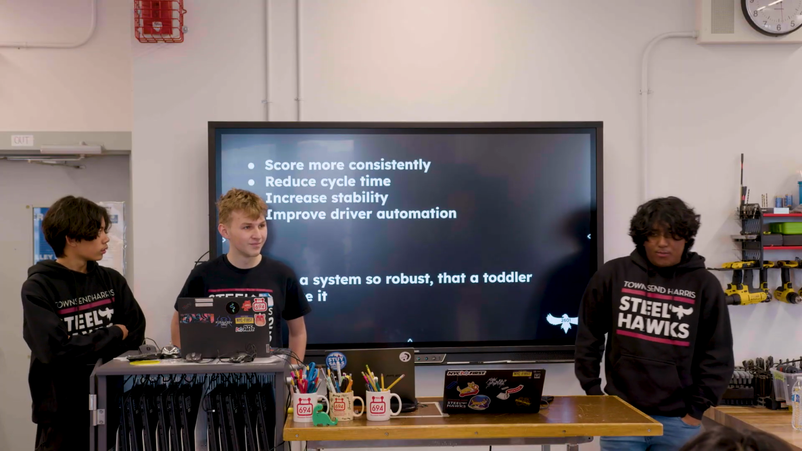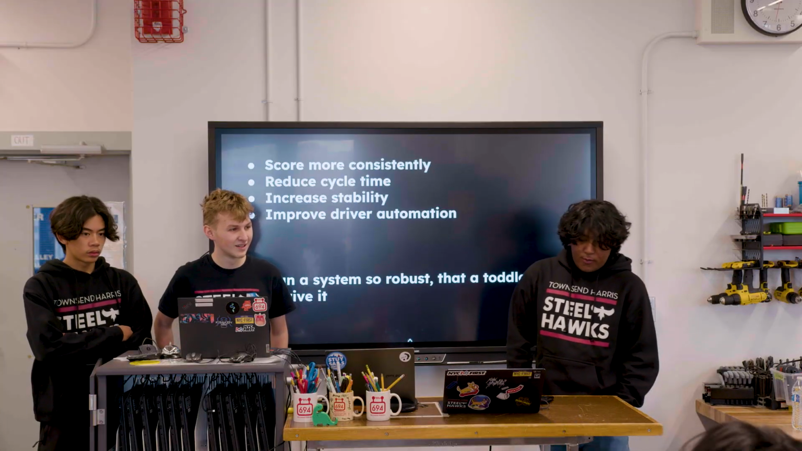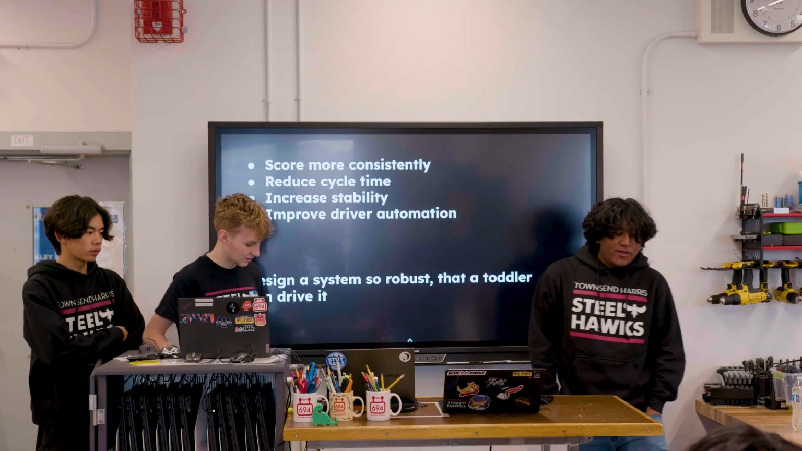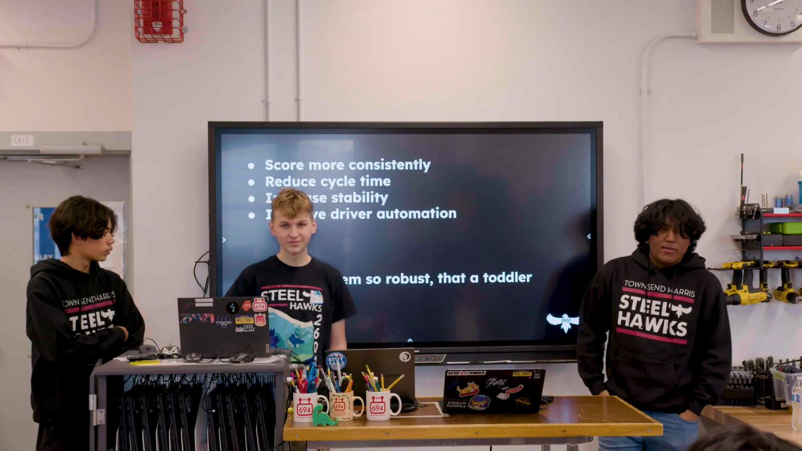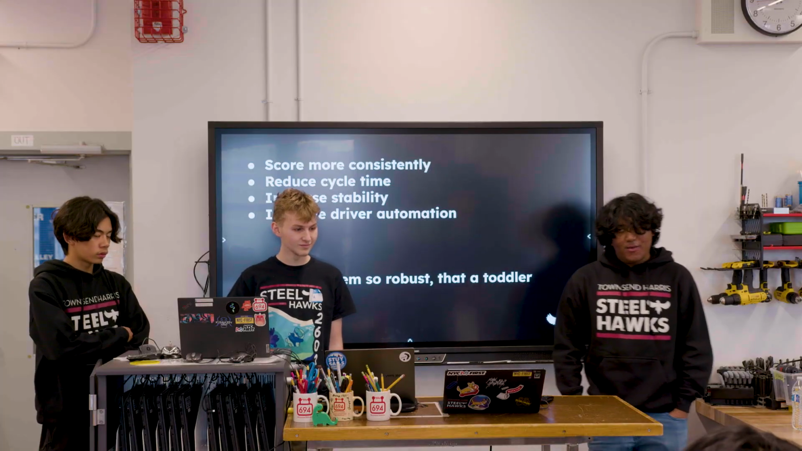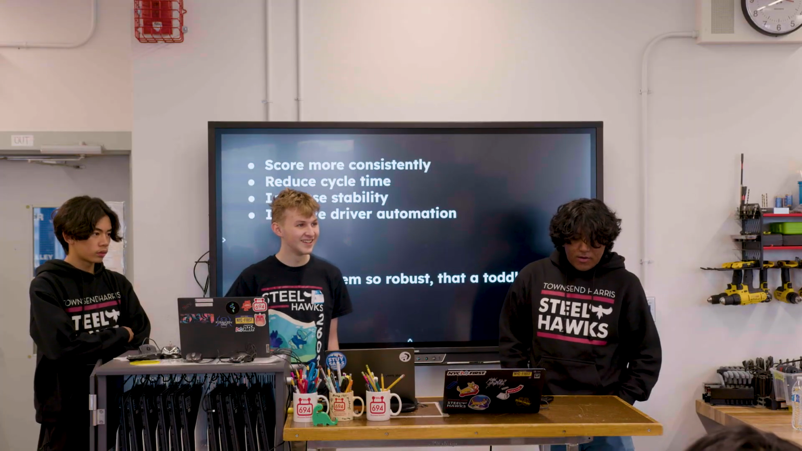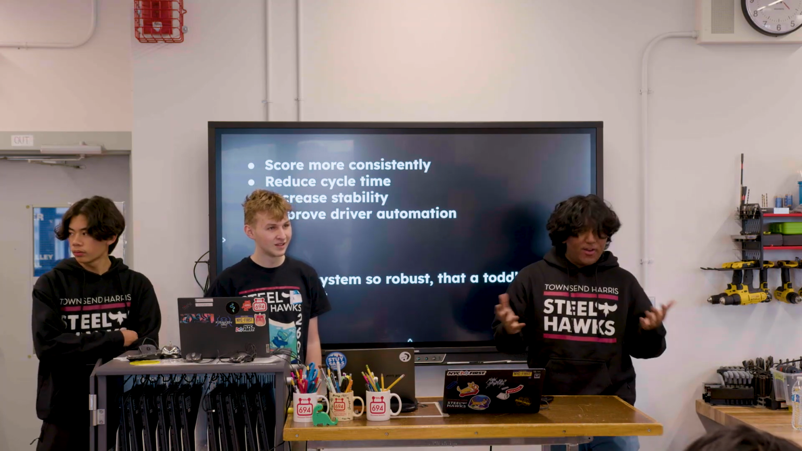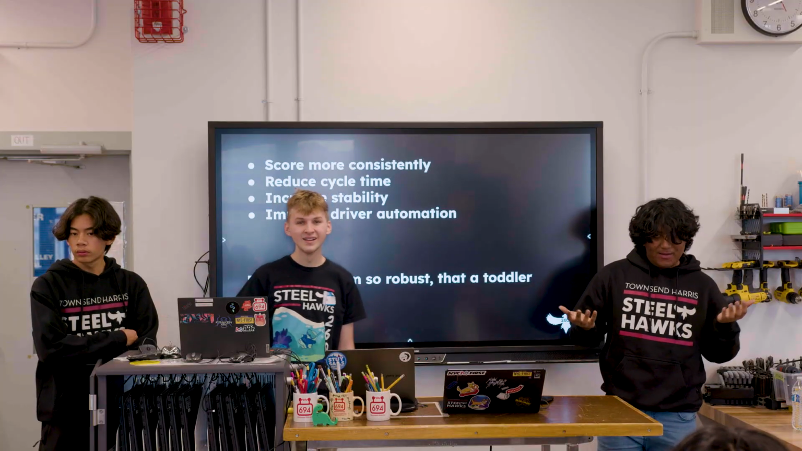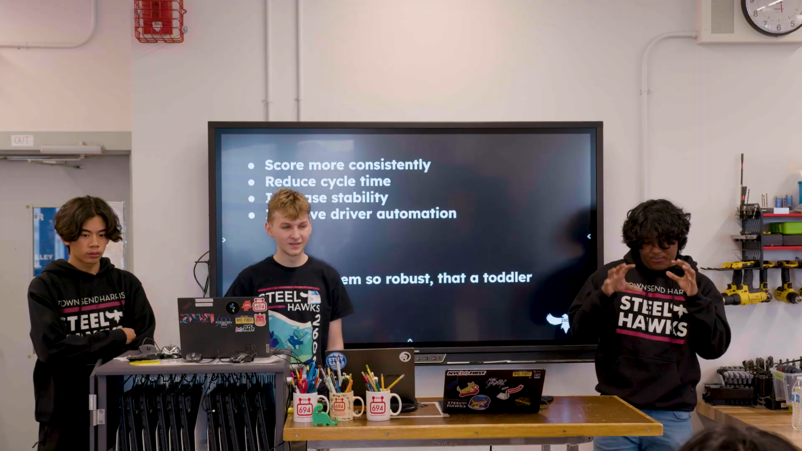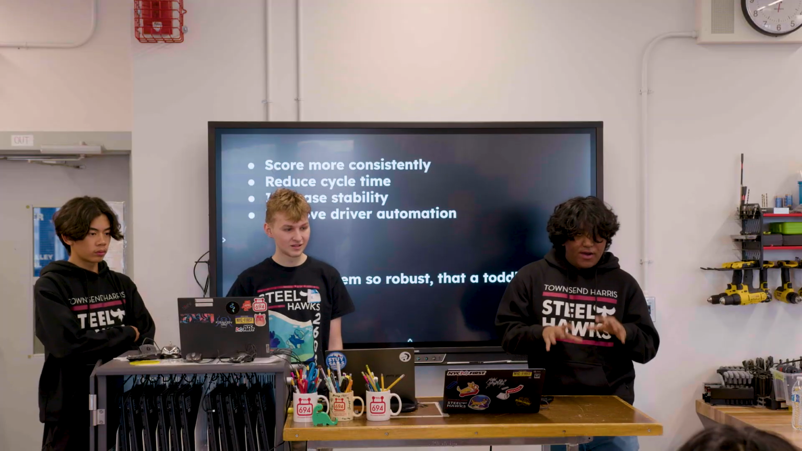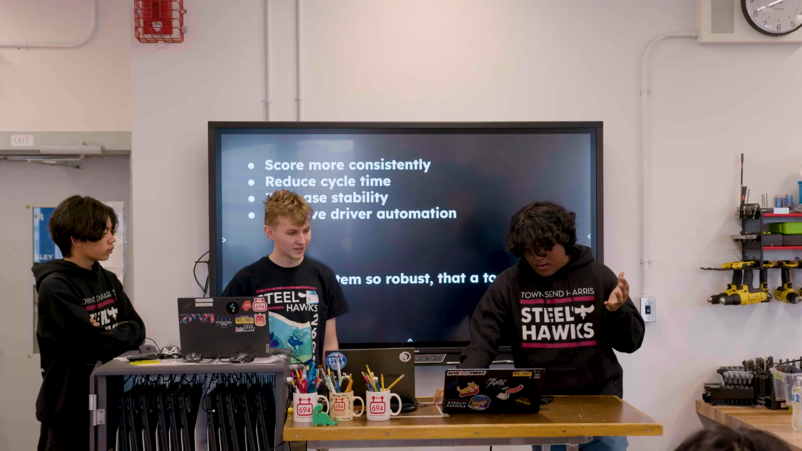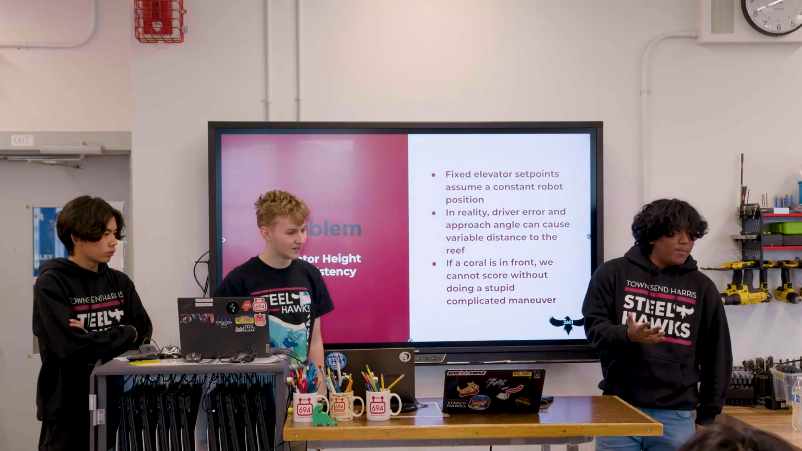After this season, we went into the off season with a new doctrine of writing code and building robots. We want to design a system that's so robust that a toddler can drive it. Well, hopefully not literally, but your system should be so easy to use and so robust that you could sub in anyone. You don't need to teach them rocket science to drive a robot. You need to keep the cognitive load on the driver as low as possible so you're able to win and be as consistent as possible. That's basically it. So we're going to go into our first problem.